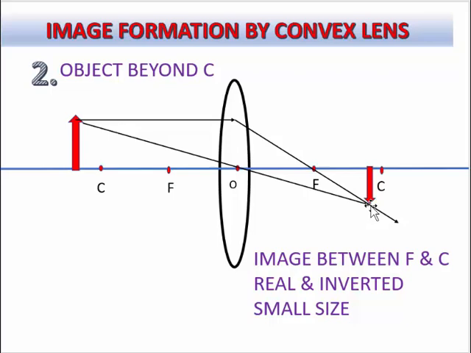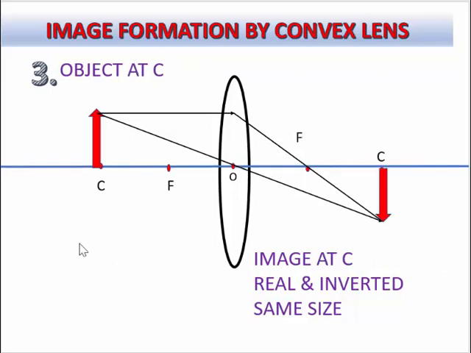So what kind of image are we going to get? Firstly, the image as we see here in the diagram is smaller in size as compared to the object. The image will be real and inverted. We see the arrow is inverted in position. That's why we call this image inverted, and it will be real because it is formed in front of the lens, and the image will be formed between F and C.